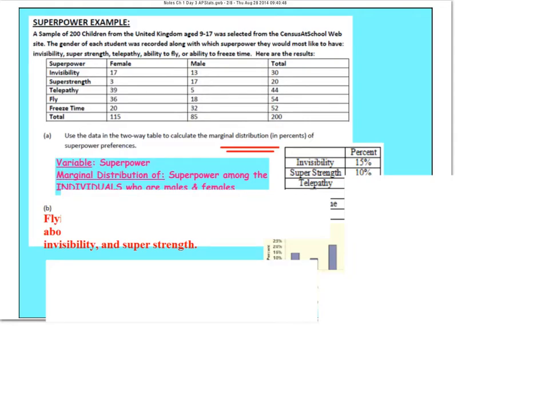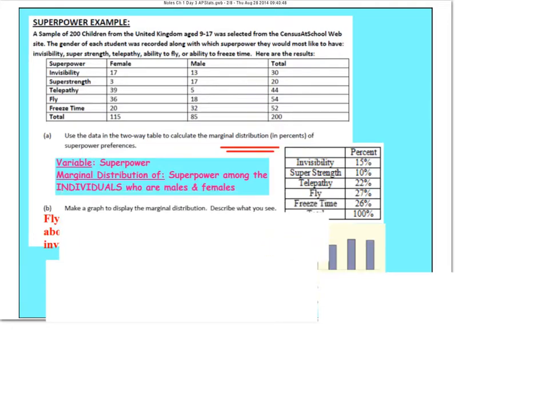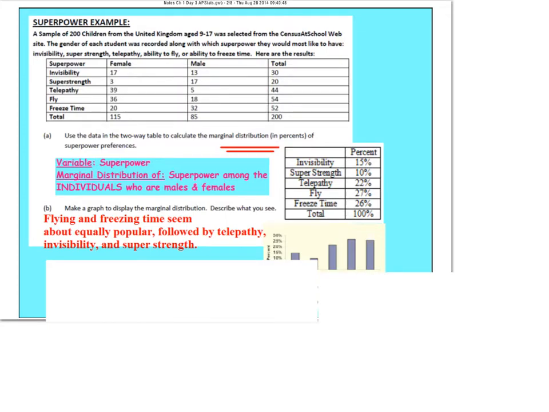So part A, use the data in the table to calculate the marginal distribution in percents of the superpower preference. What we need to do is take the actual counts and change them to percentages. We do have the total. Again, there were 200 students. If you make the marginal distribution of percents, it would look something like this, and that would meet that requirement. Now let's also talk about what the variable of interest being analyzed is. The variable of interest is the actual superpower, so that is good to make note of. And the marginal distribution that we just created, therefore, is the superpower among the individuals who are females and males.